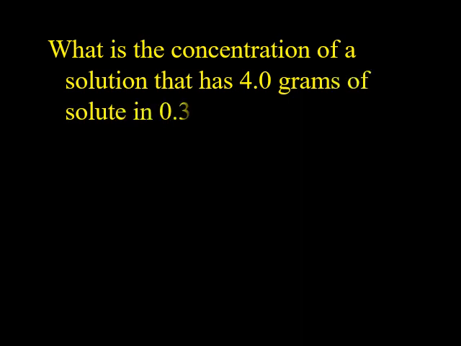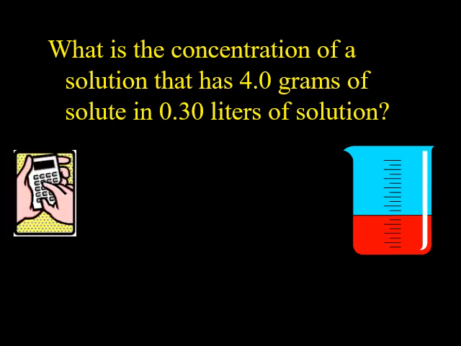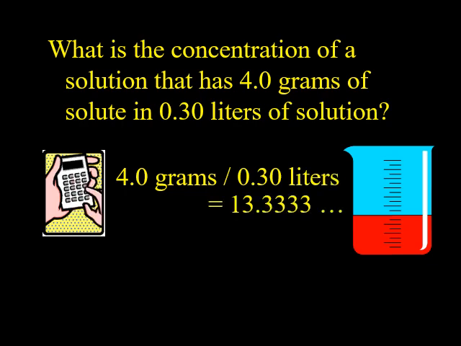Let's try another problem. What is the concentration of a solution that has 4.0 grams of solute in 0.30 liters of solution? Concentration here means grams of solute per liter of solution. Again, let's get out our calculator and divide 4.0 grams by 0.30 liters of solution. And our calculator spits back at us 13.3333333333333333.